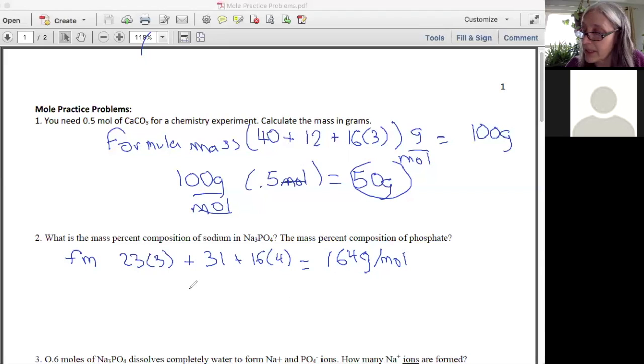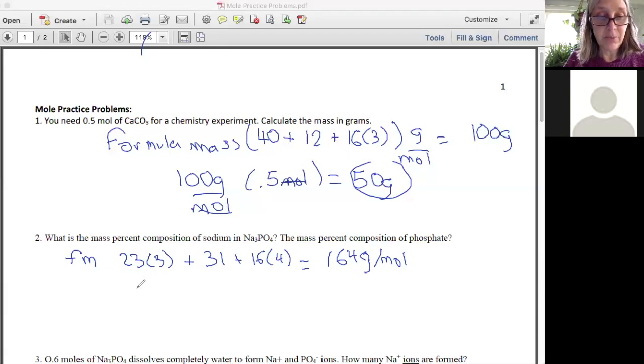So even though calculators are really powerful, there can be mistakes because of the way you enter the numbers, particularly when you're dealing with scientific notation, which we will be in a couple of problems here. Okay, so now we've got our formula mass. Now I'm going to go back and read the question again, because usually by the time I get to this point, I've forgotten what I'm supposed to do.